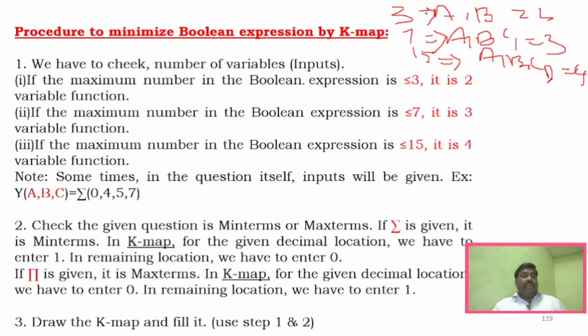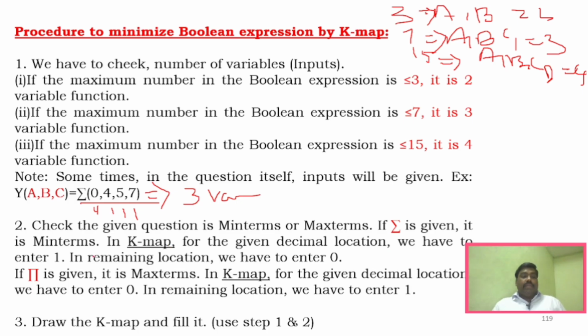That is the first thing. Then, say for example, if the question is given like this, 0, 4, 5 and 7, these are nothing but the positions. You know that this is the three variable K-map which we are going to use, and you know the positions. You have to be very clear whether you are going to use min term or max term. If it is min term, then you have to put 1 for all these positions and then simplify it. Whereas for max term, you have to put 0 for all these positions and then simplify. That is what is given here.